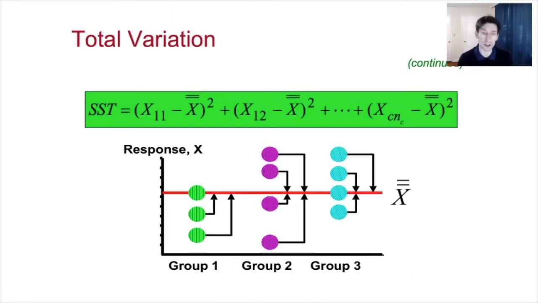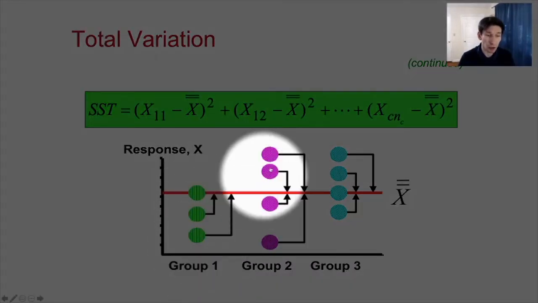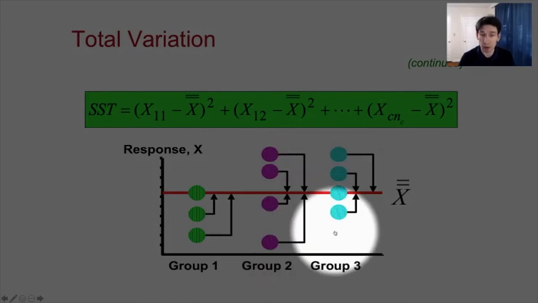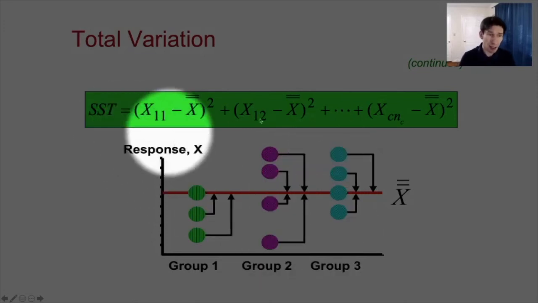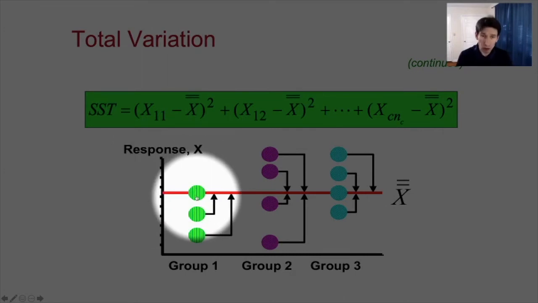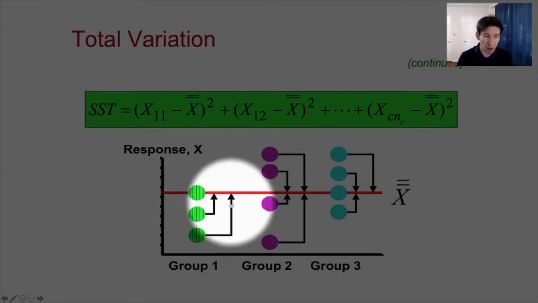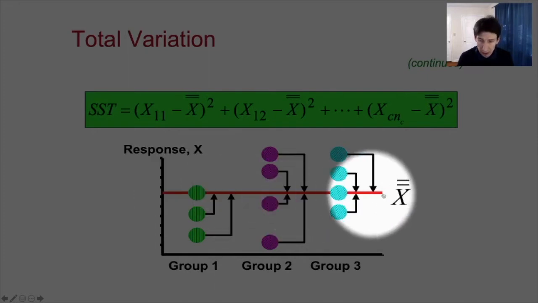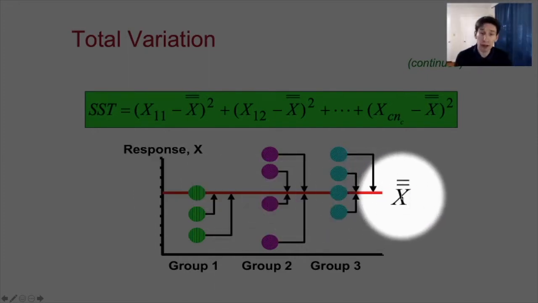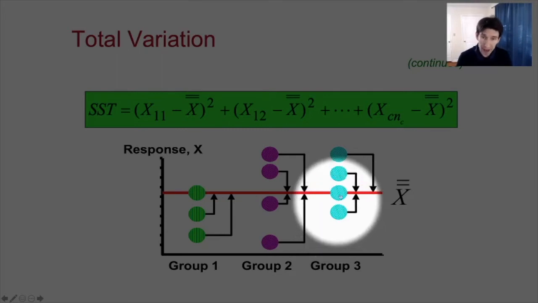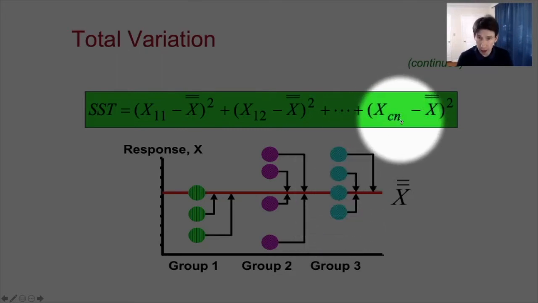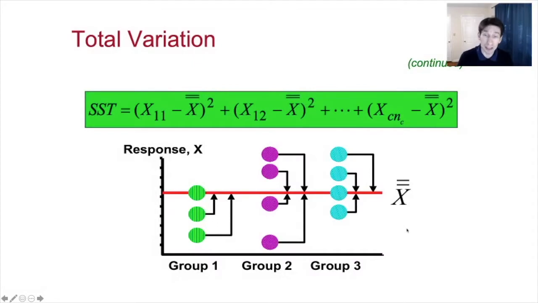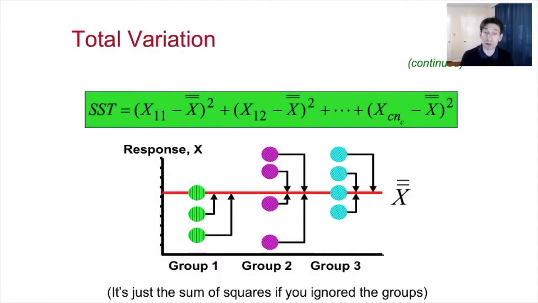You can see that on this graph. If you imagine that these are your 3 groups, group 1 in green, group 2 in purple, group 3 in blue, the sum of squared total is simply the sum of the distances from each of these observations to the mean. Now we called the mean X double bar, and we refer to the X's with a group number and an observation number, but actually that's just the sum of squares as if you ignored all the groups.